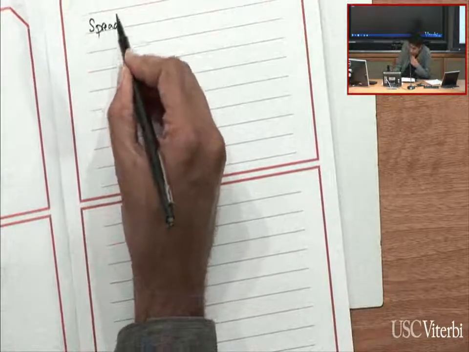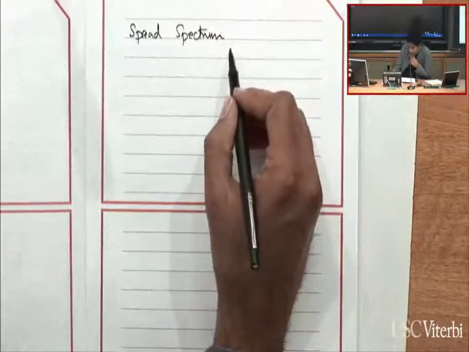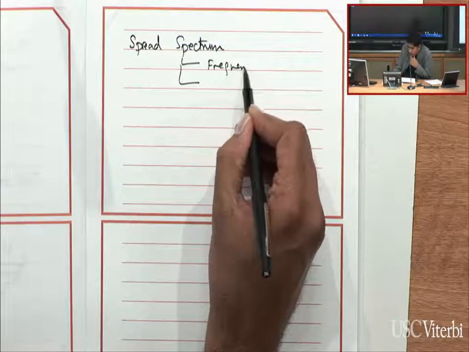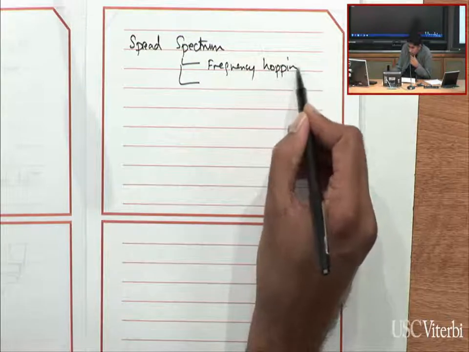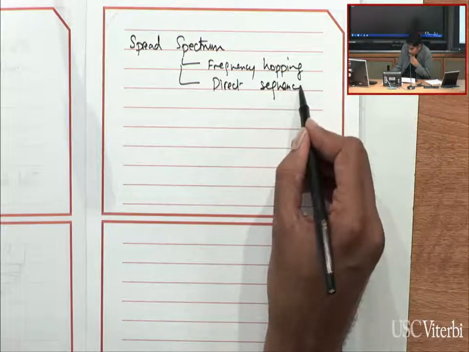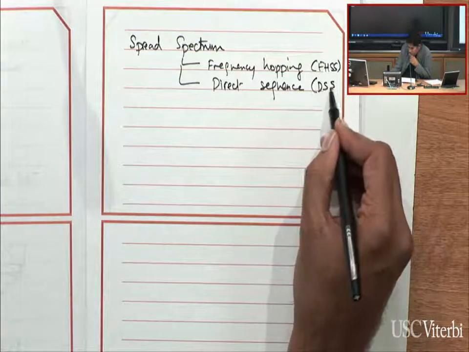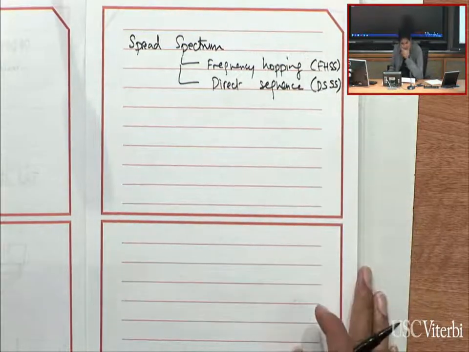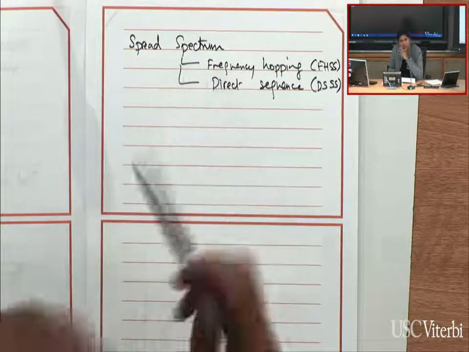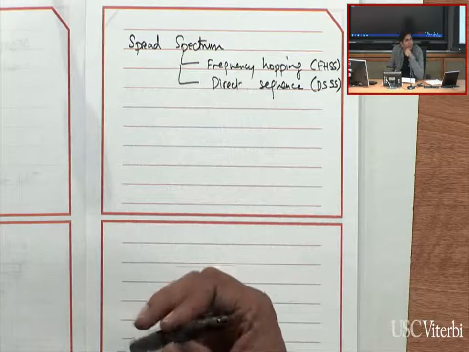Similarly, there is a class of techniques known as spread spectrum. Broadly, spread spectrum techniques are divided into frequency hop and direct sequence. Sometimes you'll see these abbreviations used. As the name suggests, with spread spectrum, the idea is that you're communicating your information by occupying a larger bandwidth. And the hope is that you're doing this to gain some advantage for your system.